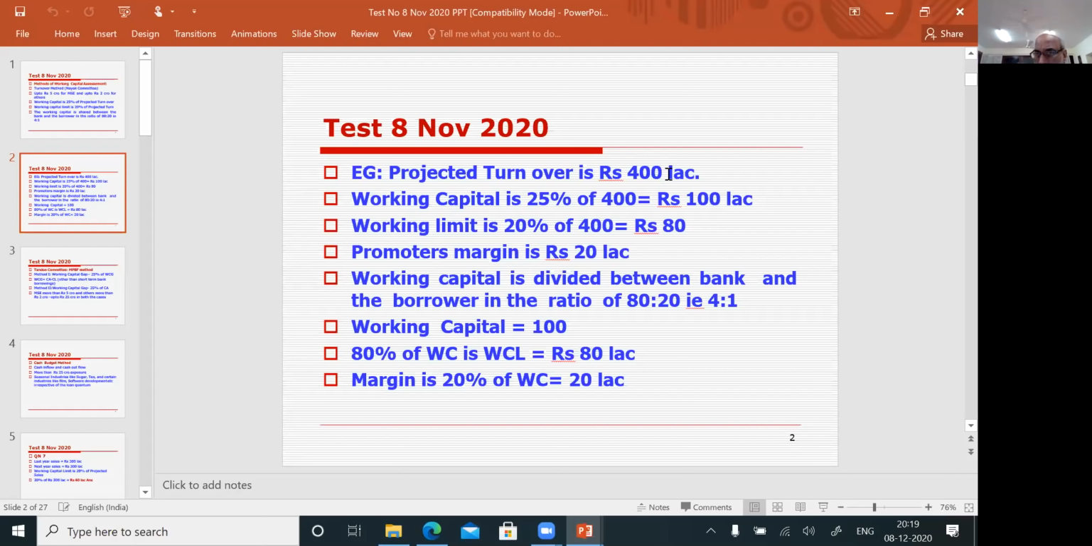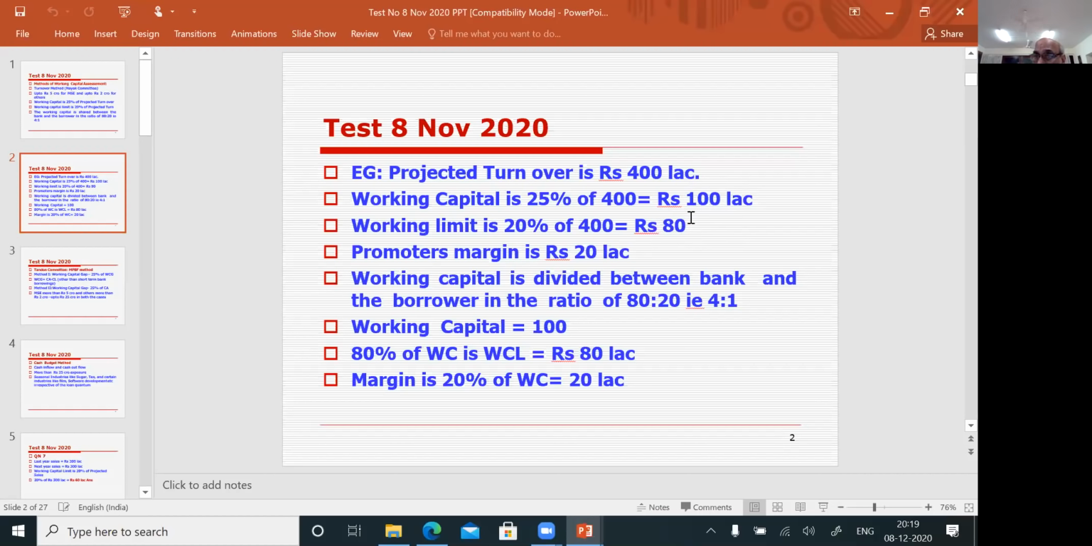So as per the projected turnover, suppose it is 400 lakhs, the working capital as per the Nayak committee is 25% of the projected turnover. 25% of 400 is 100. But the working capital limit is 20% of the projected turnover, we saw that in the first slide. So 20% of 400 is 80. So the working capital is 100, and the working capital limit is 80.